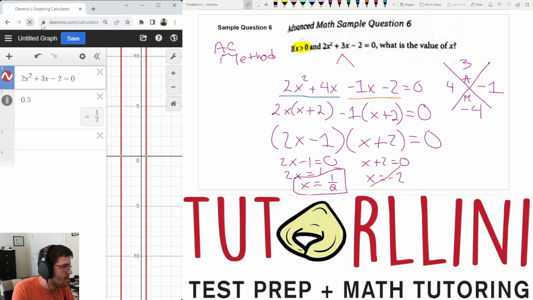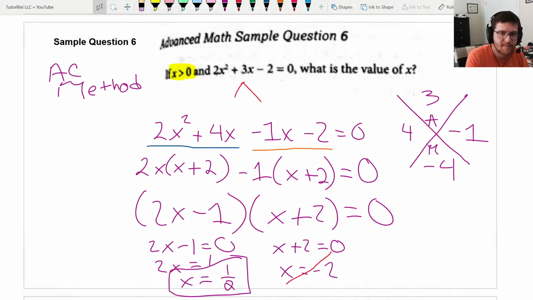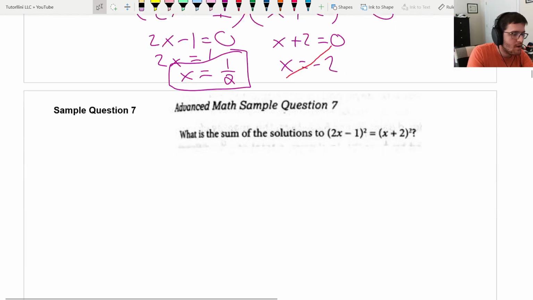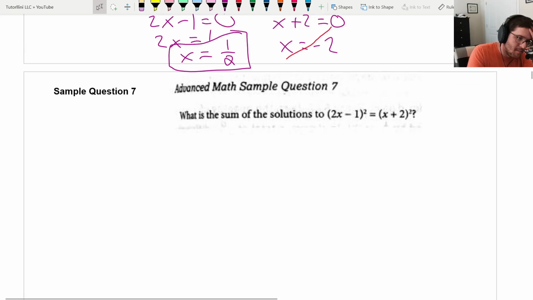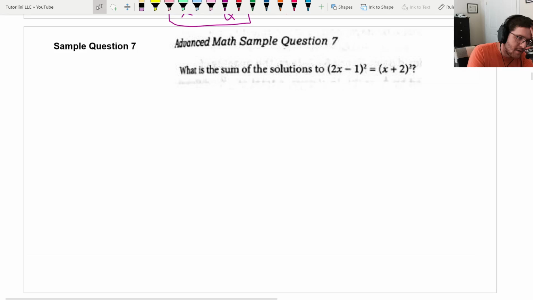Great. All right, let's get rid of this. Come back over here. All right, sum of the solutions. Okay, this is a little bit confusing. I'm tempted to just kind of expand these guys, but there kind of is a faster way. And what you can do is you can take the square root of both sides to get rid of those squares.